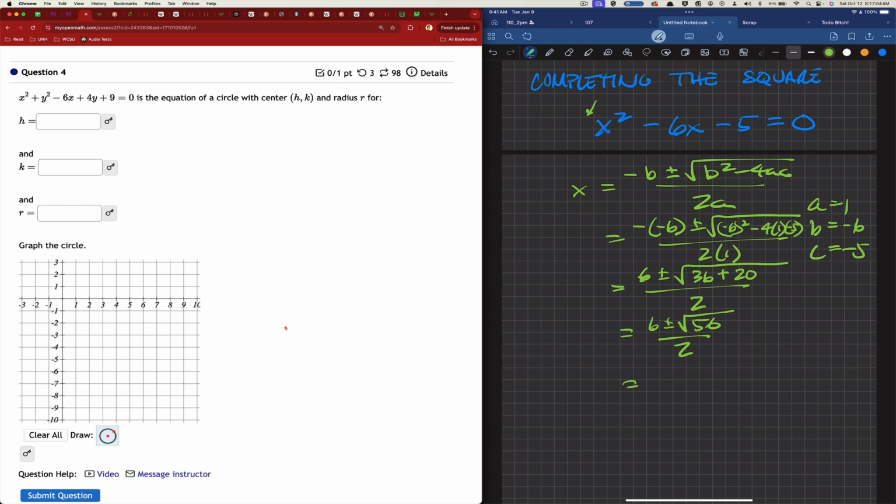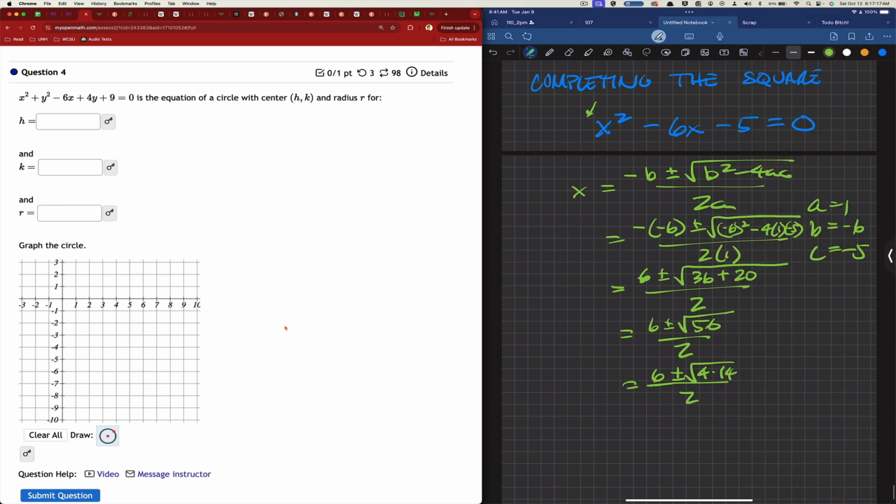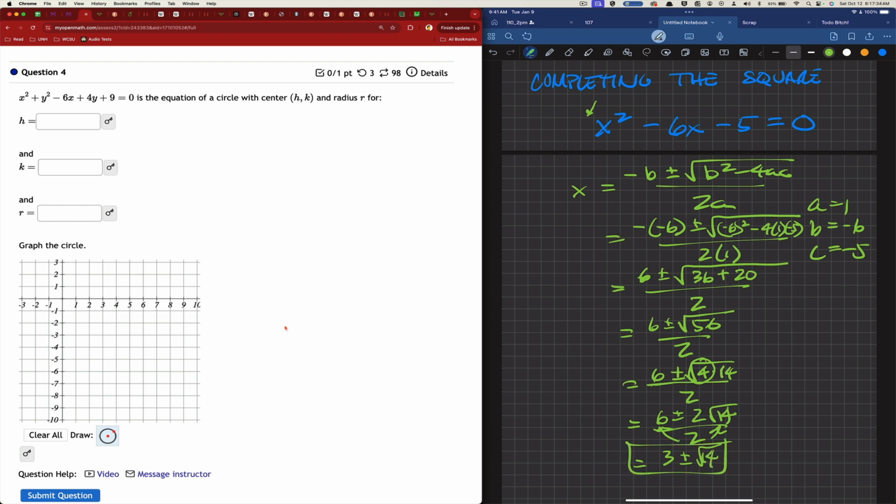I wouldn't particularly do it if it was a problem that I was doing, but this is 4 times 14. Let's double check that. 4 times 14 is 56. And we get that. And then I can take this 6 plus, this is the number 2. So I get that. And then if I divide this 2 into both of those, I get 3 plus or minus square root 14. Okay? Those are my two answers for this quadratic.